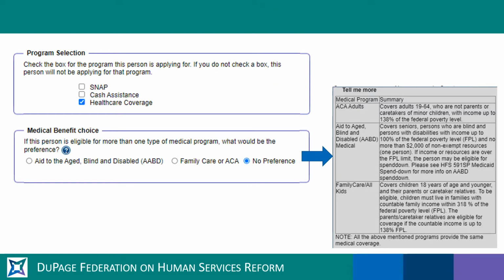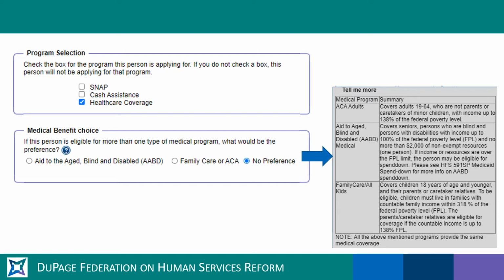And then for each individual on the application, you will check which programs they are requesting. So in this case, we have Anthony Soprano, who is only applying for health coverage, but perhaps he has other family members who are requesting SNAP and cash assistance as well. If Anthony was undocumented and applying on behalf of his family members, we would not check this box at all. He would not be requesting benefits, right? But he needs to be on his family's application so that his income and relationship can be used to determine their eligibility for benefits.